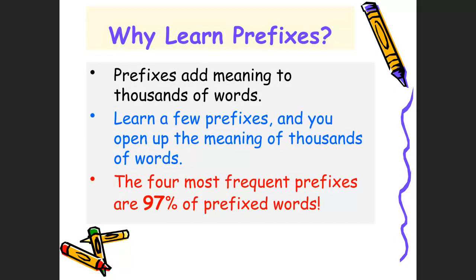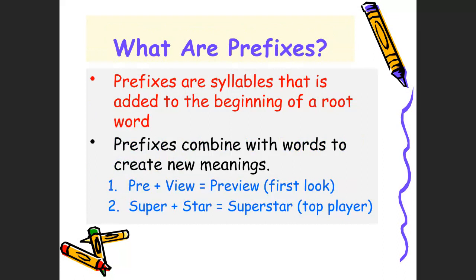Y después dice, the four most frequent prefixes are 97% of prefixed words. ¿Ya? Dice que los cuatro prefijos más usados son el 97% de las palabras prefijas. ¿Ya? Continuing, dice, prefixes are syllables that are added to the beginning of a root word. Lo que decía la compañera, ¿cierto? They are added at the beginning of the words, ¿ya? Siempre van a ir añadidos al inicio de las palabras, ¿ya?